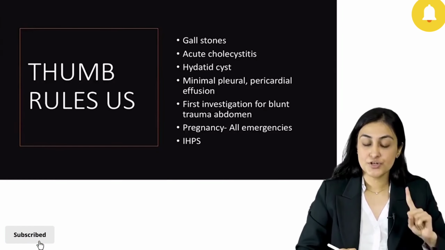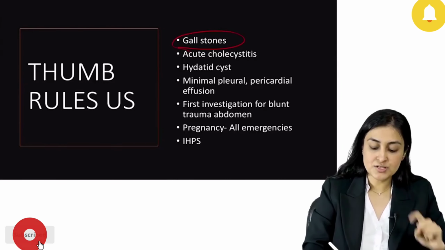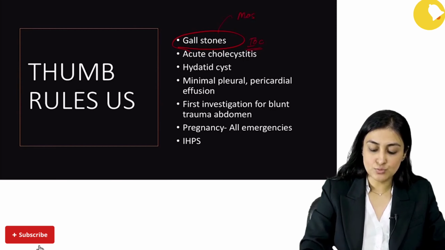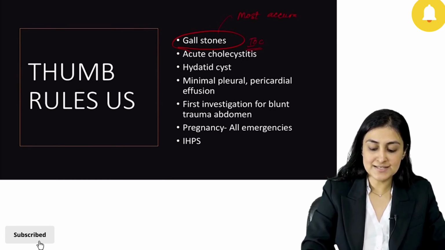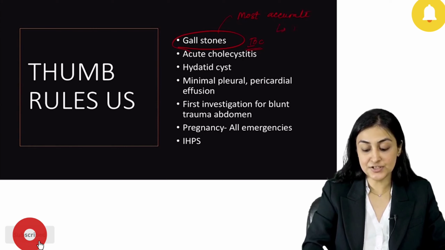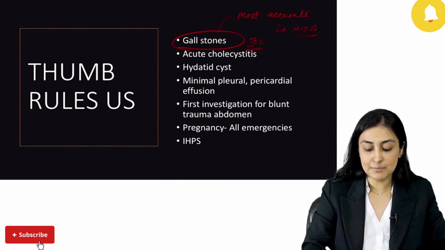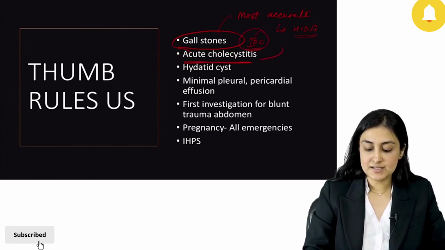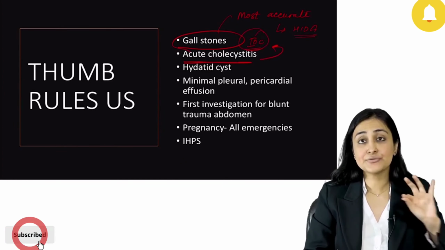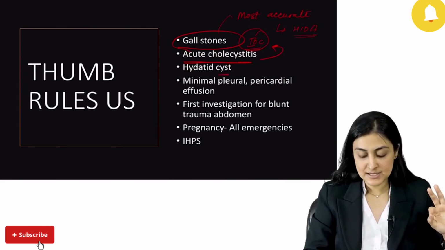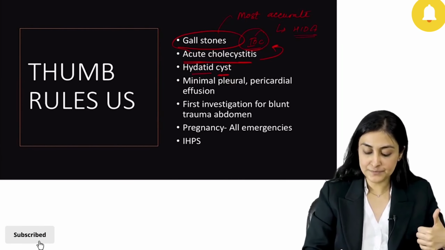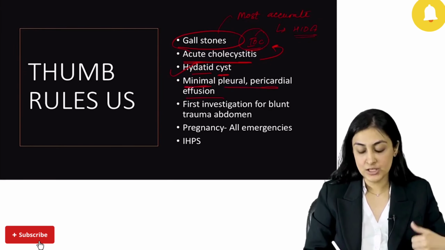So coming to thumb rules for ultrasound. Remember, gallstones, ultrasound is the investigation of choice. In case they ask you most accurate, the highest sensitivity plus specificity theoretically is in the HIDA scan, but investigation of choice, ultrasound. Acute cholecystitis, again ultrasound. Any kind of fluid we want to see, any cyst or any fluid, again ultrasound. So hydatid cyst of the liver, ultrasound, investigation of choice. Minimal pleural or pericardial effusion, ultrasound.